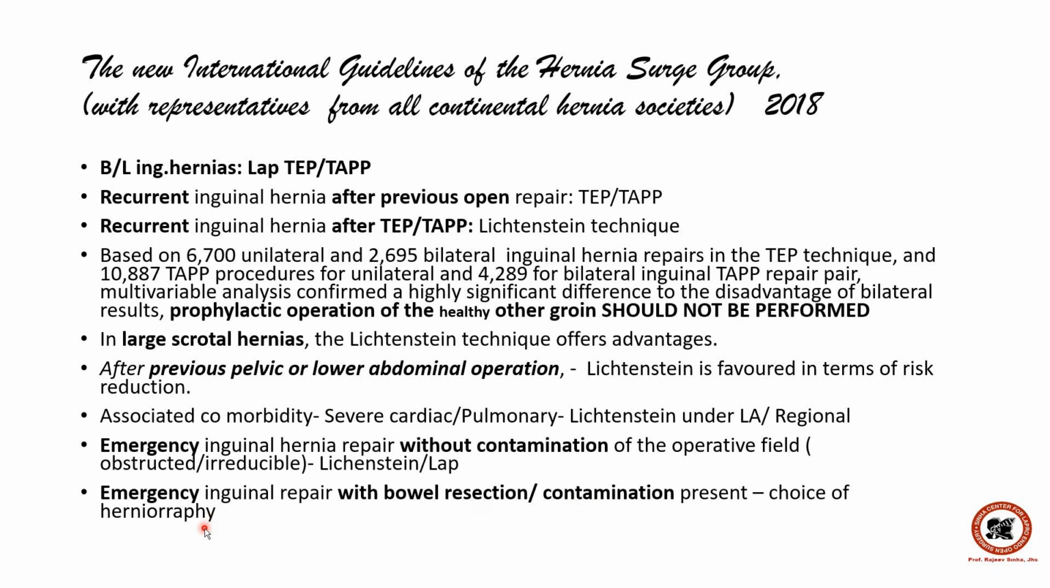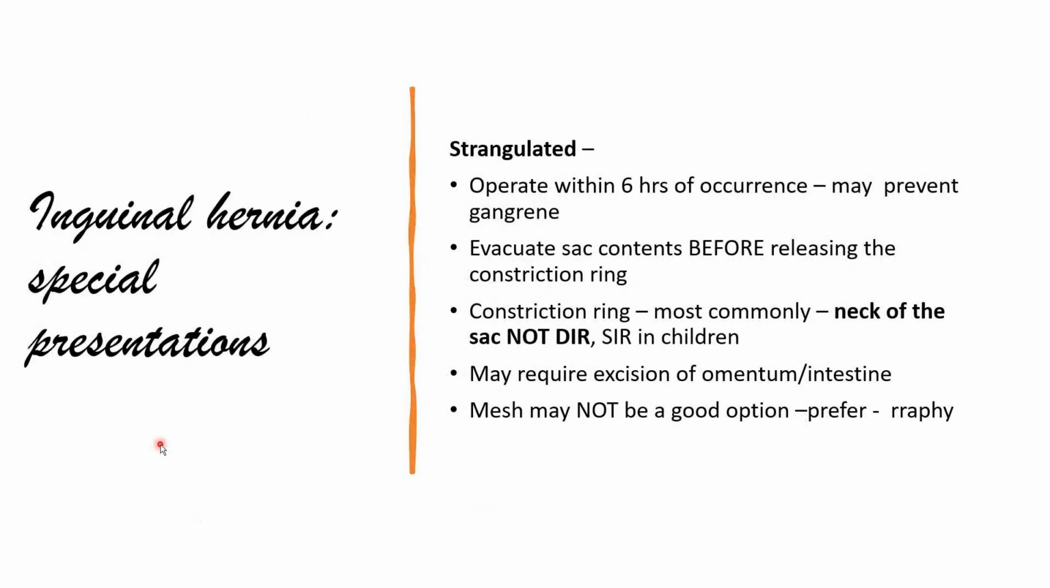So if you open the bowel in a strangulated hernia, probably not putting in a mesh would be a better option, right? Now, special presentation, I just now said, strangulated hernia operated within 6 hours of occurrence may prevent gangrene. 6 hours is the golden time period for strangulation. From the time strangulation occurs, within 6 hours, if you intervene, you will probably be saving the bowel. If you intervene after 6 hours, you will not be saving the bowel.